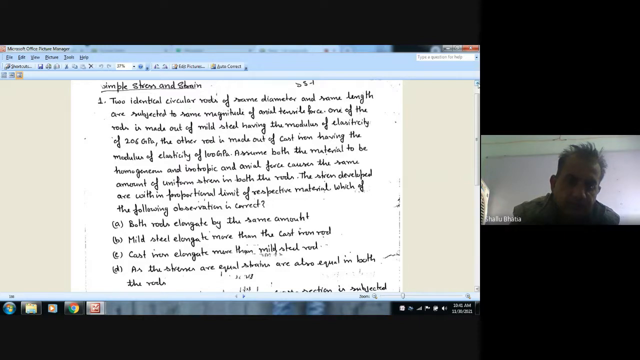A. Both rods elongate by same amount. B. Mild steel elongates more than cast iron. C. Cast iron elongates more than mild steel rod. D. As the stresses are equal, strains are also equal in both the rods. So, look at the answer.